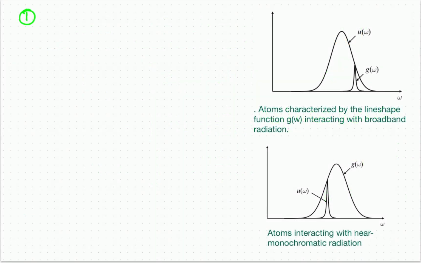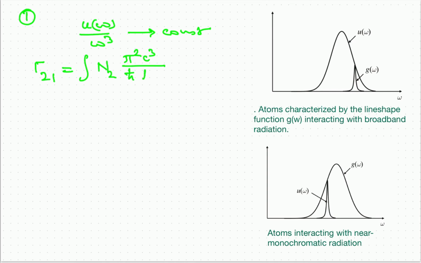Case number 1. If the atoms are interacting with radiation whose spectrum is very broad compared to the spectrum of g omega, then one may consider that over the region of integration where g omega is appreciable, u omega divided by omega cube is taken as a constant, and thus the equation gamma 21 is equal to integration N2 pi square c cube divided by h cross tsp n0 cube u omega g omega d omega divided by omega cube.